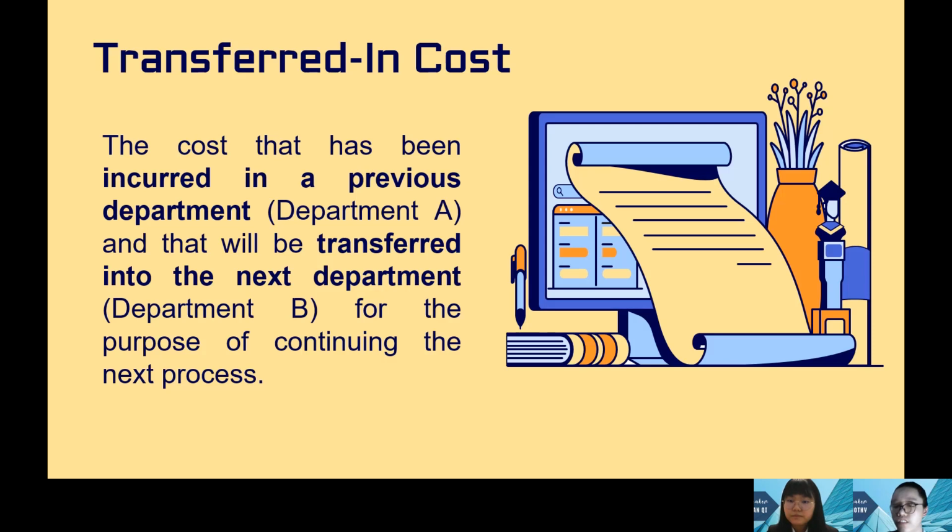We've been talking about transferred in cost in the previous slides. The transfer in cost is the cost that has been incurred in the previous department and will be transferred into the next department for the purpose of continuing the next process. In the previous department it is 100% completed, and for the next department it starts from zero because it is the next process. For the next slide, Iwanchi.